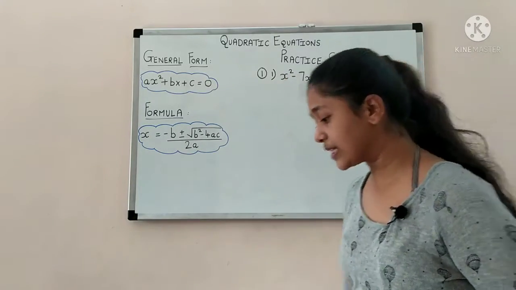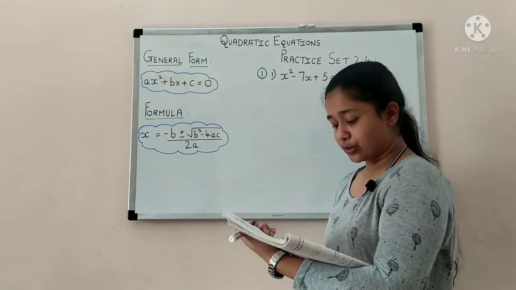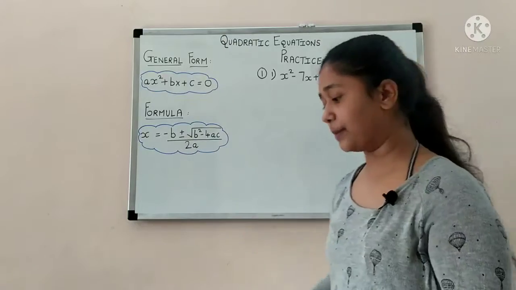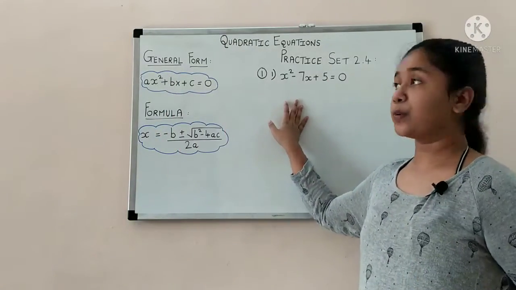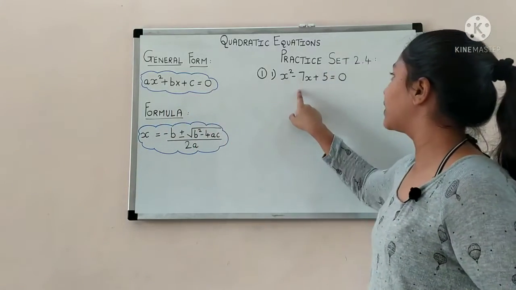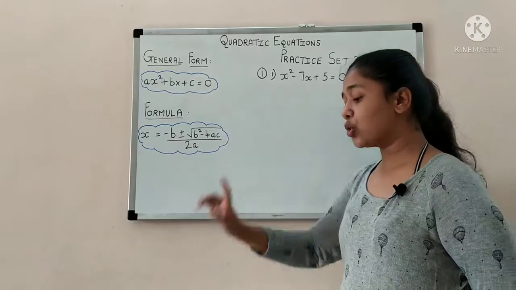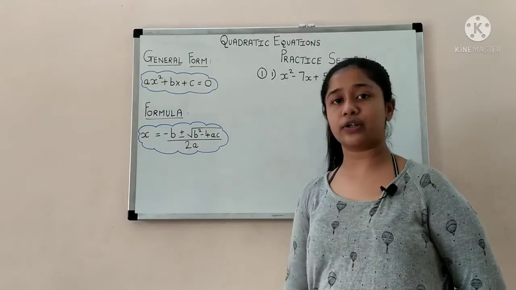So the first question says, compare the given quadratic equations to the general form and write values of a, b, c. So this is the equation given to us. The first thing that we have to do is compare this equation with the general form and then find the values of a, b and c. So जो question number 1 है वहाँ पे हमें ये formula नहीं use करना है. It will come in further questions.